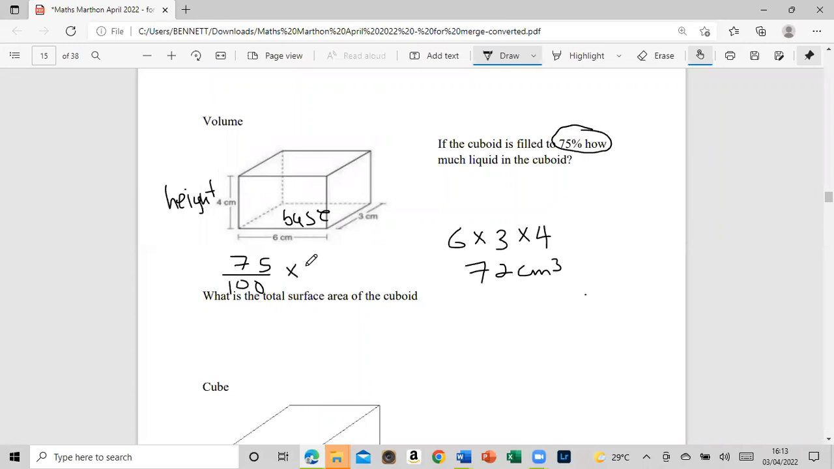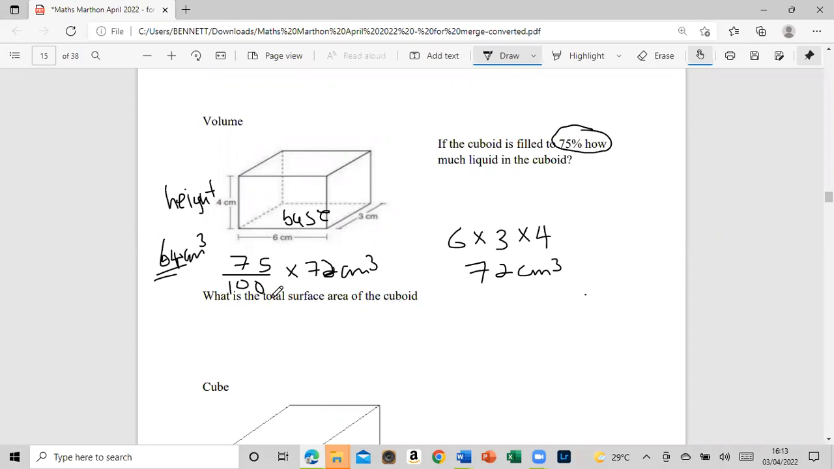So you can't even use a calculator, guys. It's all right, it's not multiple choice. Last year, a volume question came, so look out for it again. So what's 3/4 of 72? 54. So that would be 54 centimeters cubed. That is our answer.